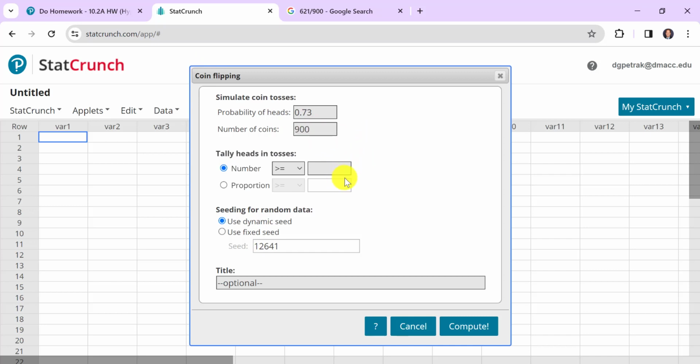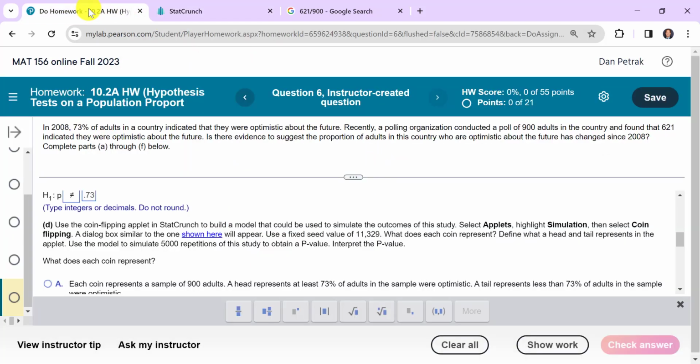And now we're going to figure out what's the probability that we would get what we observed by random chance, that or less, since our proportion was a little lower, 69%. So we're going to go less than or equal to, and the number of occurrences we got was 621. So what's the probability that I would get 621 or less out of the 900? I think they tell us to use a fixed seed here, a fixed seed of 1, 1, 2, 9.